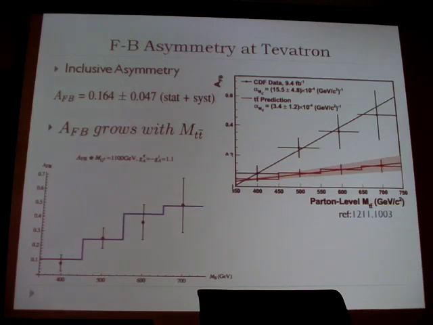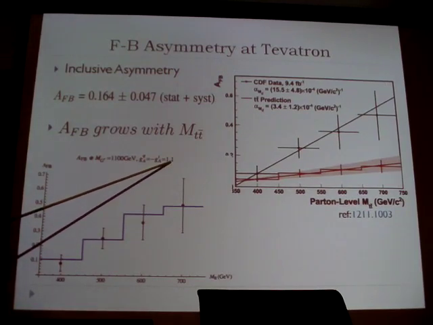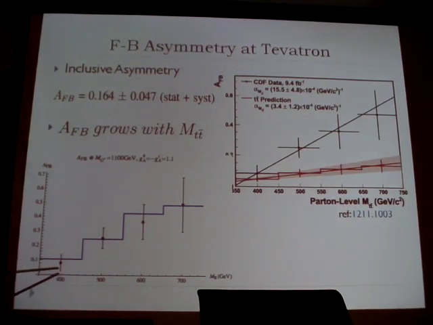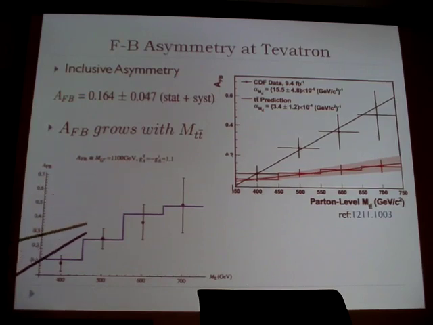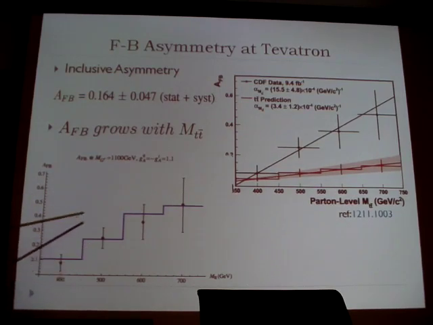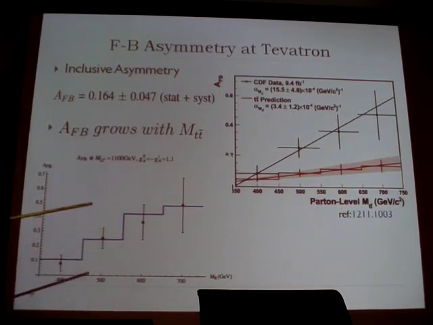Here is a plot for the simulation of the Axigluon with mass 1.1 TeV and axial coupling equal to 1.1. The black dots are experimental data, and the blue line is the simulation. We can see that for this kind of parameter, the Axigluon can generate a forward-backward asymmetry very close to the experimental data.